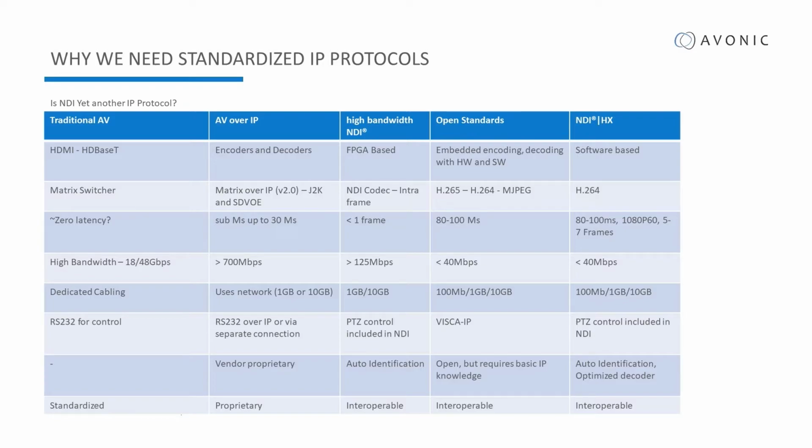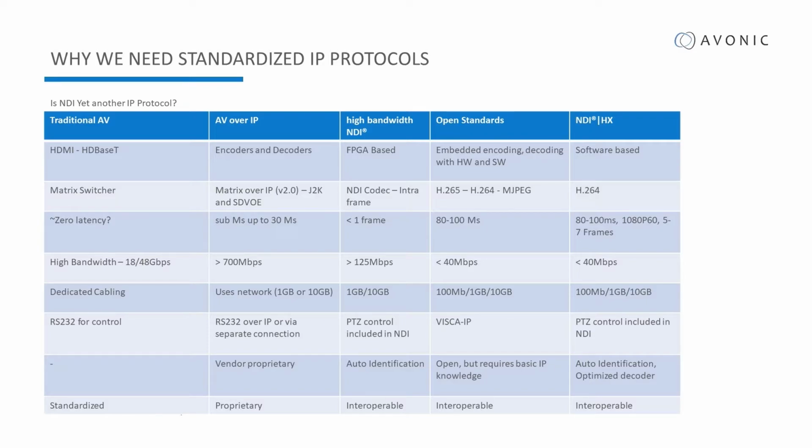From a latency perspective, we're seeing the same type of latency as with open standards, sometimes a little bit less, sometimes a little bit more. It's always depending on the encoding and decoding side, and that is the advantage of NDI HX, because it is optimized for the encoder and decoder, since they're both using exactly the same protocol. It is again interoperable, and also it has the auto identification feature.